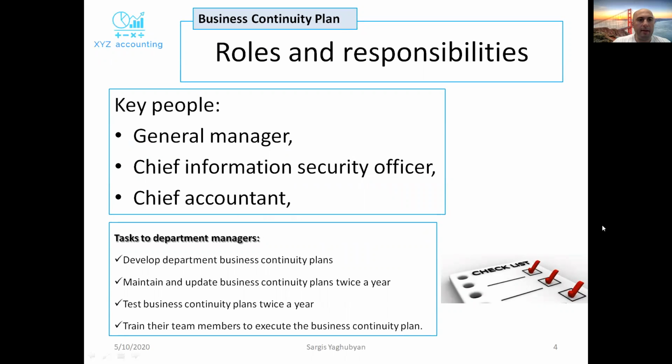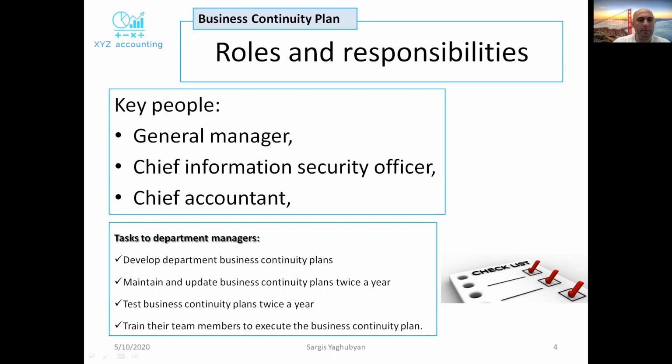Our key people are identified with their responsibilities. The general manager, chief information security officer, and chief accountant will be in charge of developing plans and supervising roles and responsibilities of our team managers in order to be ready for any unforeseen events.